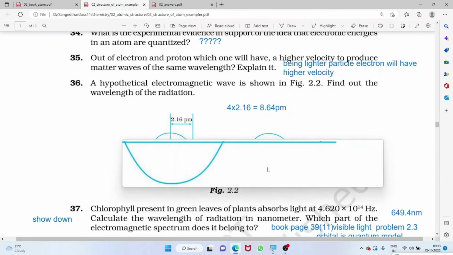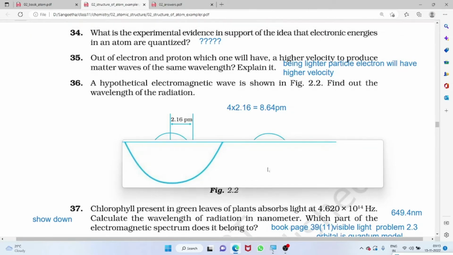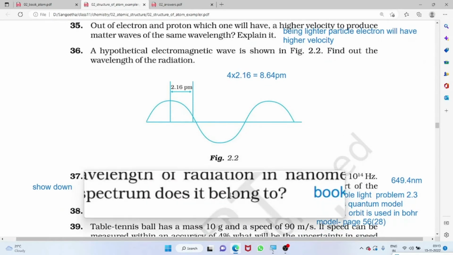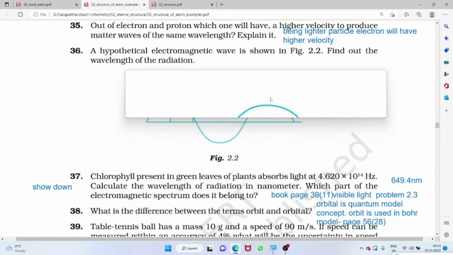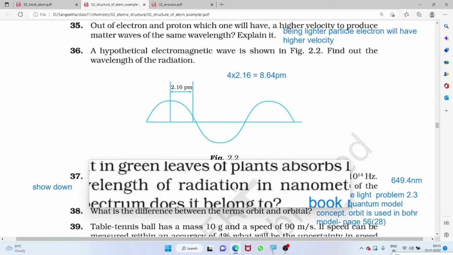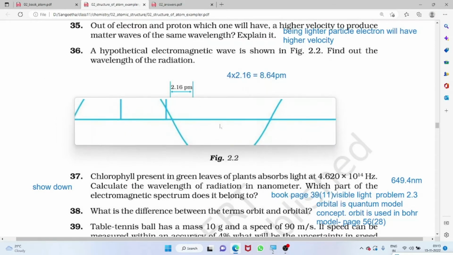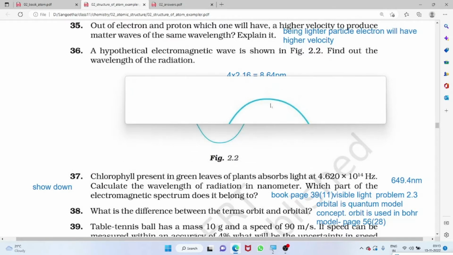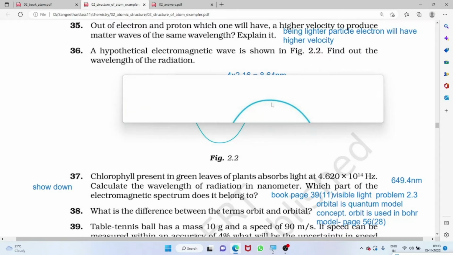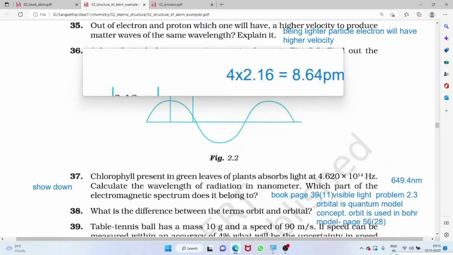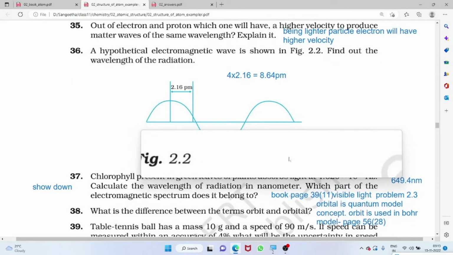A hypothetical electromagnetic wave is shown here. Find out the wavelength. Wavelength means one cycle, from this peak to this peak. Okay, they have given only 1/4 of this. See, this is one portion, there are two portions here also, and there is one more portion. So you have to multiply it by 4. From this peak to this peak is the wavelength, one cycle. So multiply by 4, you will get 8.64 picometer.